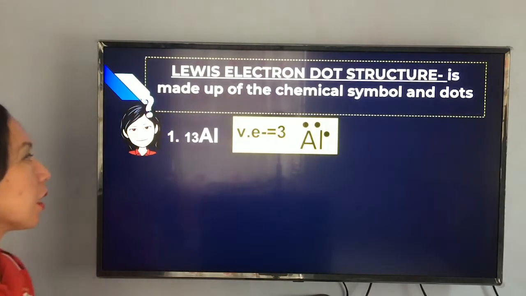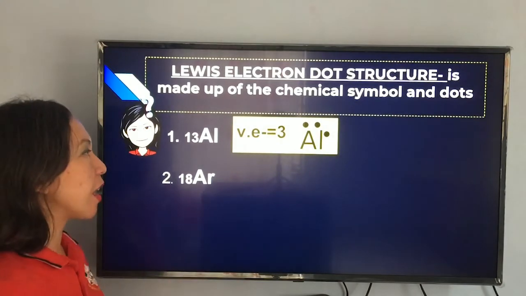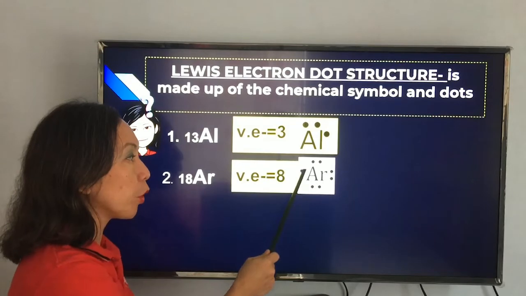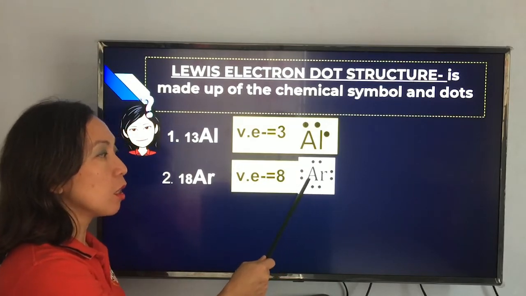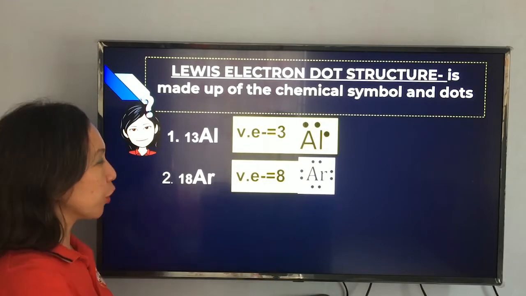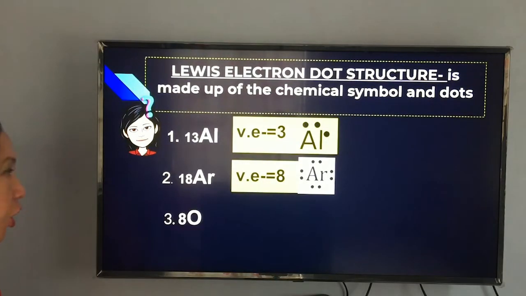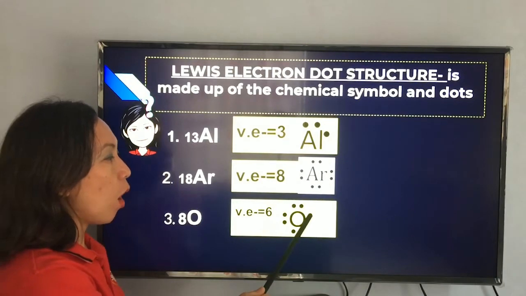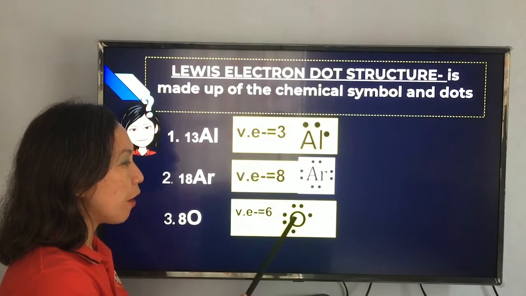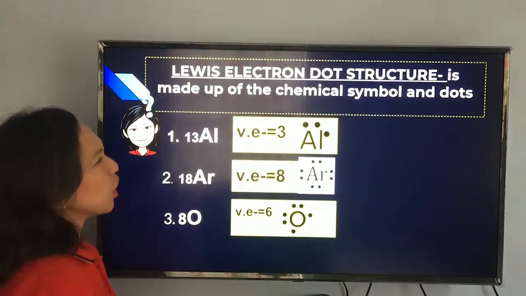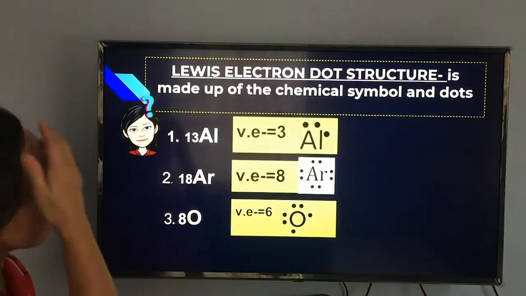Another one, next is argon with a valence electron of 8. That's why we need to put 8 dots surrounding the chemical symbol of argon. Third one, you have oxygen with a valence electron of 6. 1, 2, 3, 4, 5, 6. 6 dots for its valence electrons. I think this is very easy, the Lewis electron dot structure.